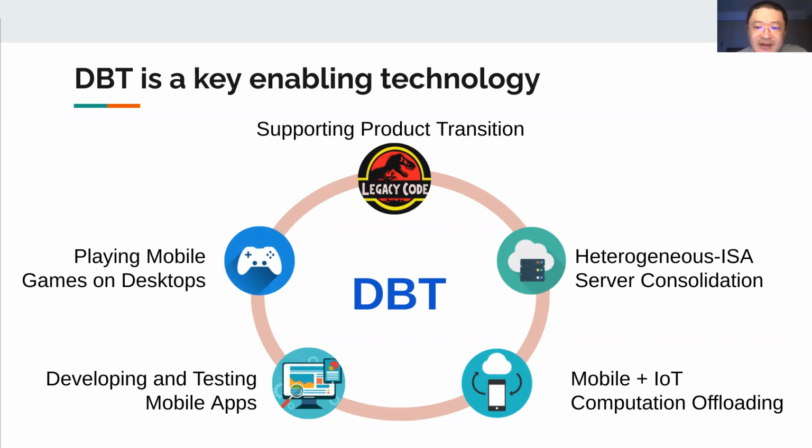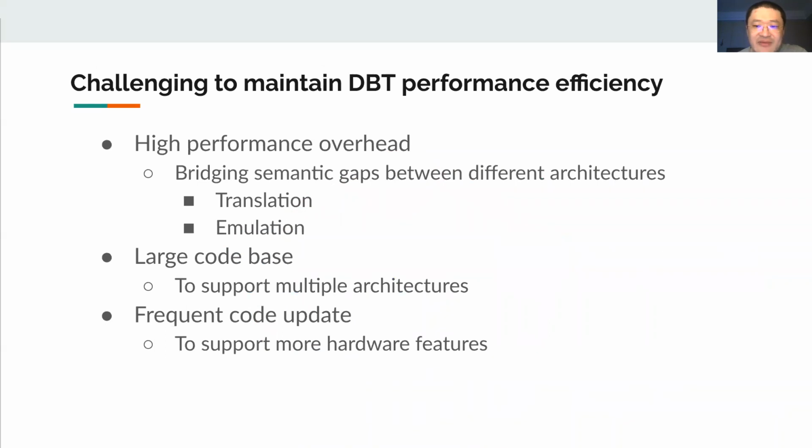Although DBT is the key enabling technology of these applications, it is not easy to develop and maintain an efficient DBT system. First of all, DBT needs to translate the guest code to the host code in order to emulate the computation of the guest code. Due to the semantic gaps between the guest and the host instruction sets, the generated host code usually includes much more instructions. This brings very high performance overhead to DBT systems.